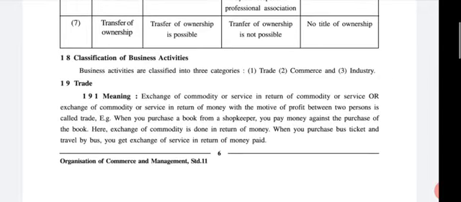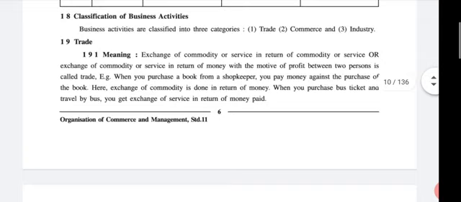We have already studied this in detail in lecture number 3. Then classification of business activity. Three categories: trade, commerce, and industry. Out of these three, trade and commerce we have already done, and in today's lecture, we will start from industry. But before that, I will explain trade and commerce in common parlance.